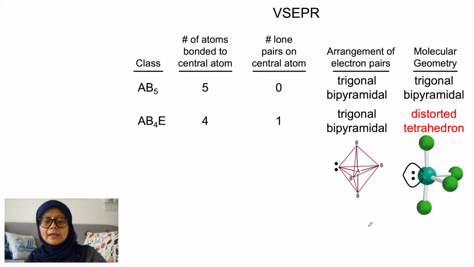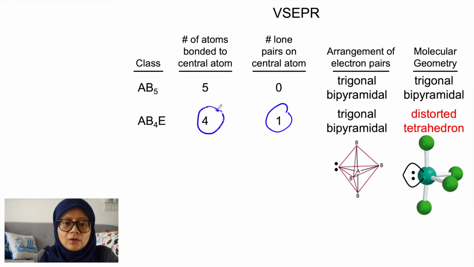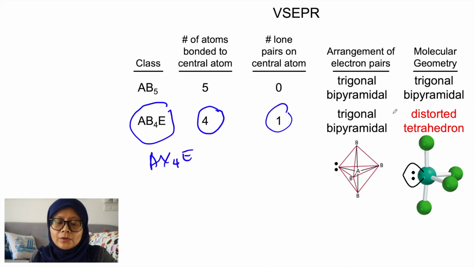Then if we have one lone pair with 4 atoms bonded to the central atom, with the class of AB4E or AX4E, other than trigonal bipyramidal, it will become distorted tetrahedron, where it has one lone pair on the central atom and 4 bonds surrounding the central atom. So this one will become distorted tetrahedron.